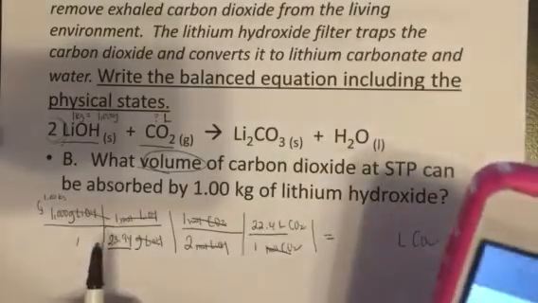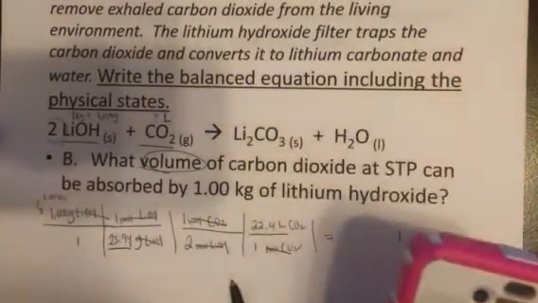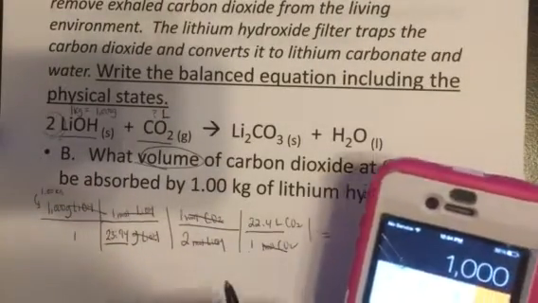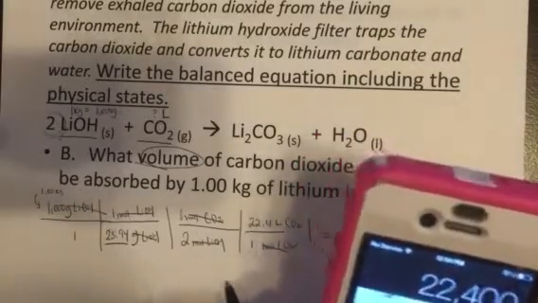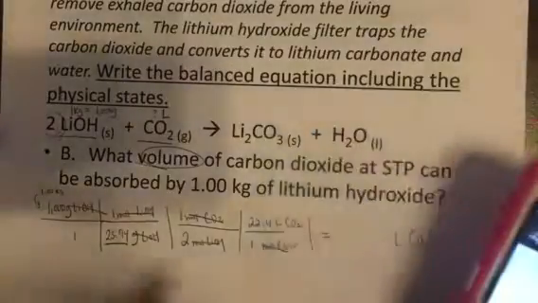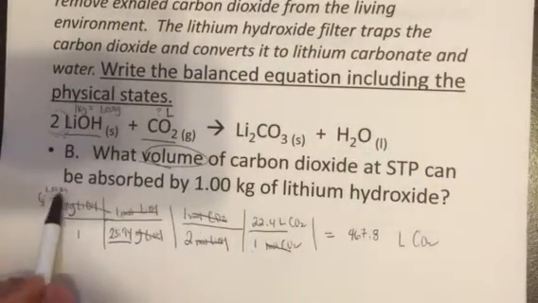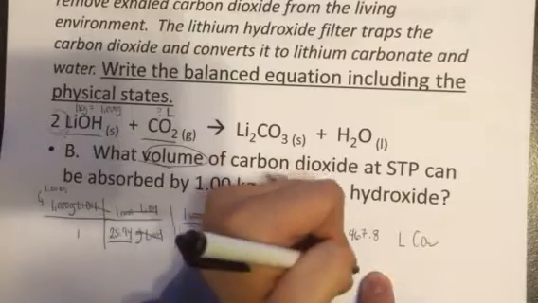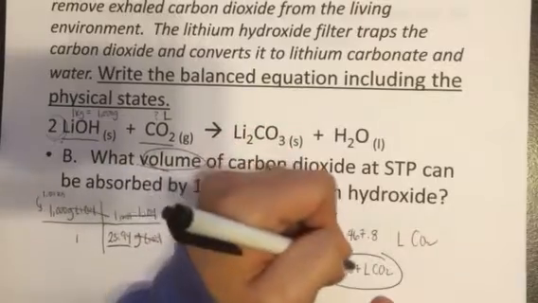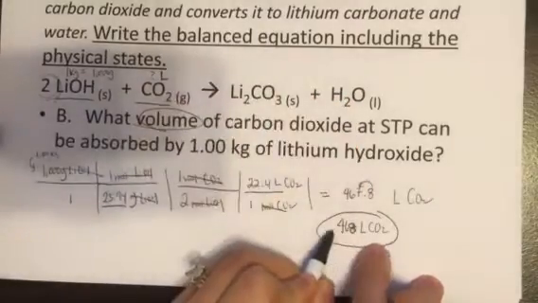So all you have to do is calculate it straight across. 1,000, well, actually, let's multiply straight across and then divide. Multiply by 22.4 gives you that. Divide that by 23.94 divided by 2, then gives you 467.8. Let's see how many sig figs. 1, 2, 3. So 3 sig figs. So 467 liters of carbon dioxide. Oh, you gotta round it up. So 468 liters of carbon dioxide, rounded up.